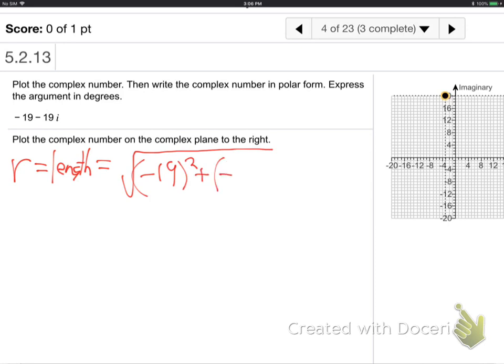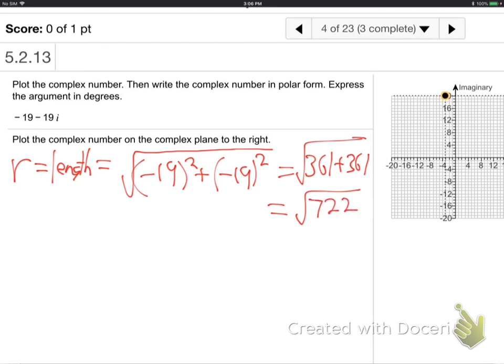So minus 19 squared plus minus 19 squared. Is it 361? 19 squared, 361? Yeah, okay. So 361 plus 361, what is that? 722. So Clarence, here's the root you were hoping for. We got to simplify that thing. In fact, it's 19 root 2.